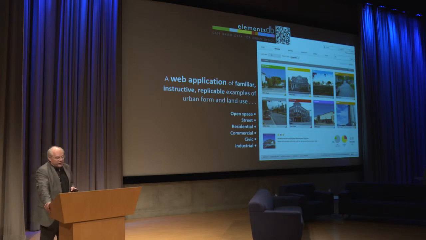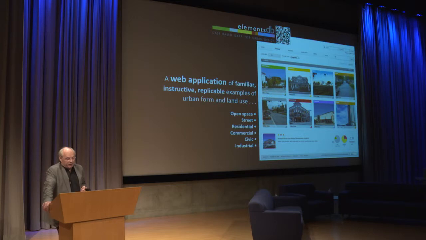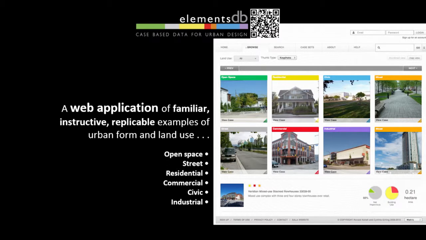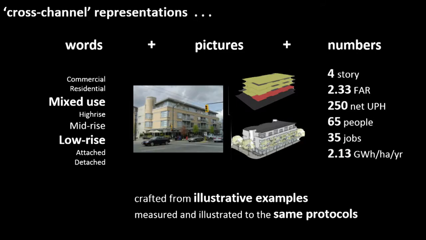So let's start with the web application. This is something that, for those of you who've been in the field a long time, might appreciate. This used to be a FileMaker Pro database on my desk in my faculty office back at University of Oregon way back in the day. And so the idea here is that this is a web application of familiar, instructive, replicable examples of urban form and land use. And what we've done here is we've gone out and captured benchmark or illustrative projects in all these land use categories.